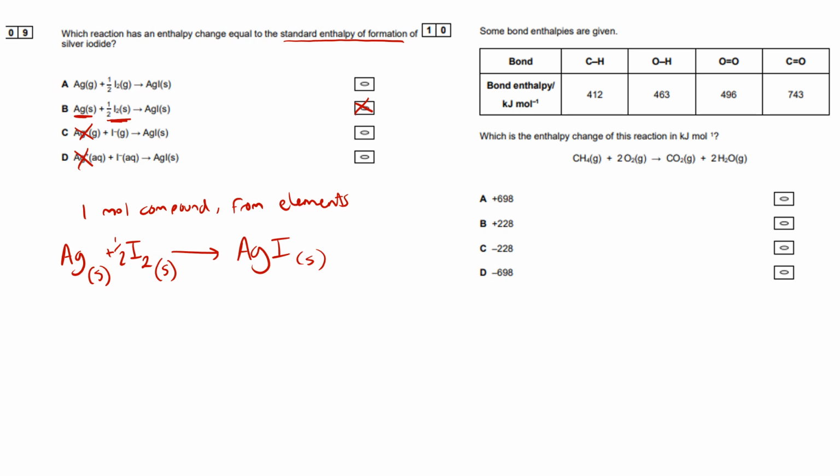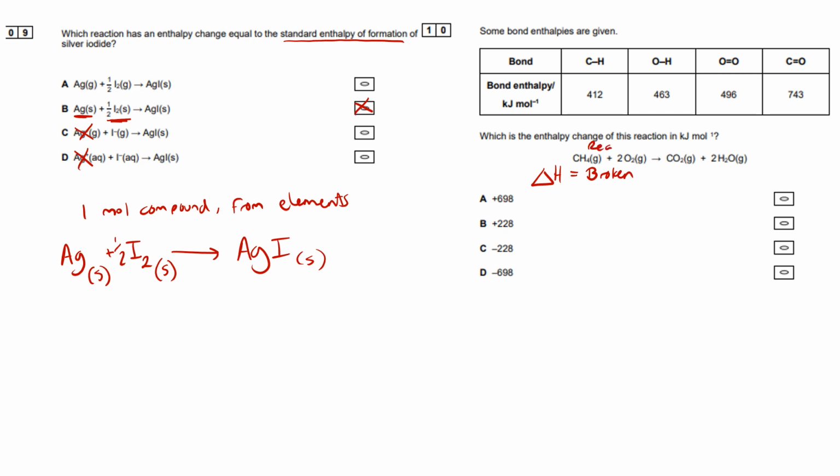Question number 10. Some bond enthalpies are given. What's the enthalpy change for this reaction? Relatively straightforward bond enthalpy calculation. Remember to work out enthalpy change using bond enthalpies. You do bonds broken minus your products.